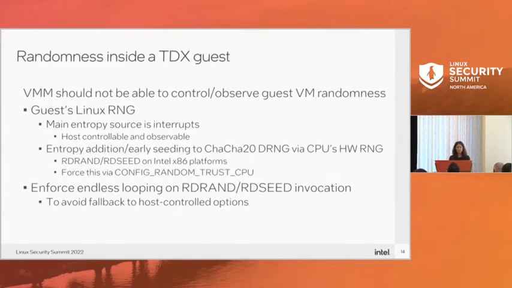Another aspect we had to think about is that everyone wants to run secure computations inside of this protected guest, and we need randomness. Crypto needs secure randomness, and we don't want our randomness to be controllable or observable by the host. For Linux, we have the Linux RNG, which is the primary source of cryptographic randomness that a lot of user space and kernel uses. It has a number of sources of interrupts. But if you don't enable any hardware support, the main source is going to be just interrupts.